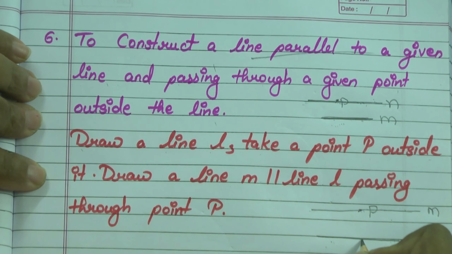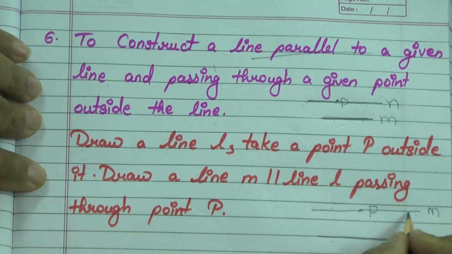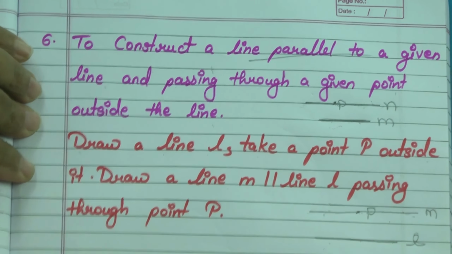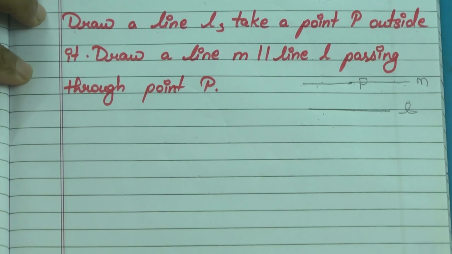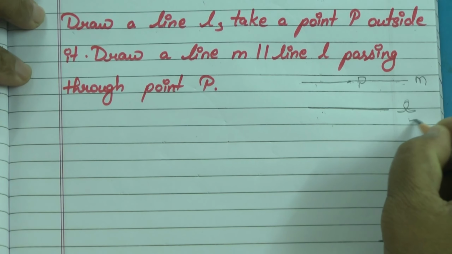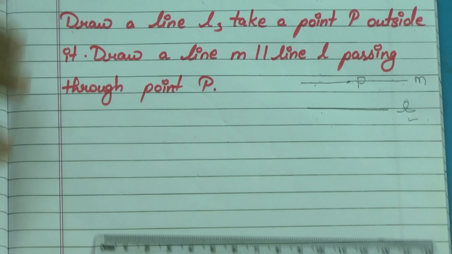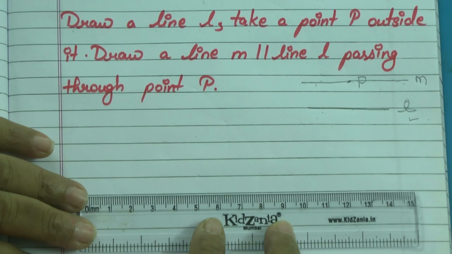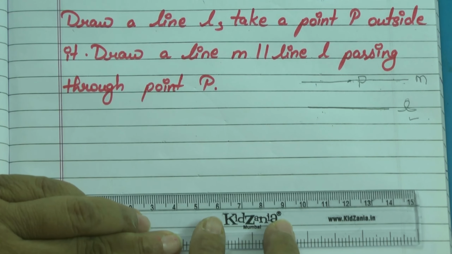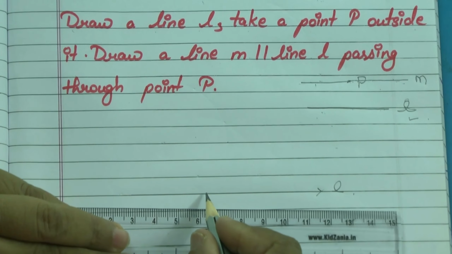Now how do I do it? And how far is the point P? It is also not given. So it is up to you how far you want to take the point. But that line must pass from the point P. Now for that, let us do the construction and begin with drawing the line L. As usual, draw line L, which is exactly coinciding the line which is given on your page. This is my line L.